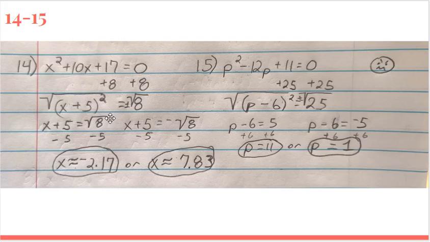Take the square root of both sides. And here we have our answers rounded to the nearest hundredth. I'll let you take a look. Won't have to walk you through it.